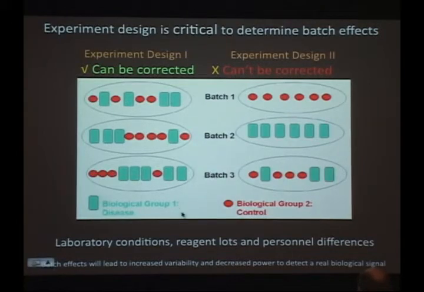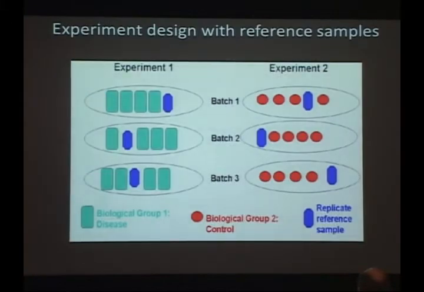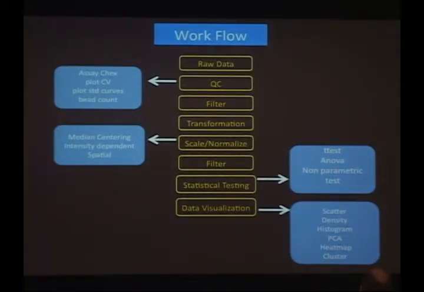The batch effects contribute most of the time through laboratory conditions, reagent lots, and personnel differences, right? So the ideal design would be to run the plates with reference samples, some kind of common control, where you can estimate these batch effects. This is what I would suggest: before you run any assay, check whether you are compatible with all this data analysis and all the other effects that we see when we run the assays.